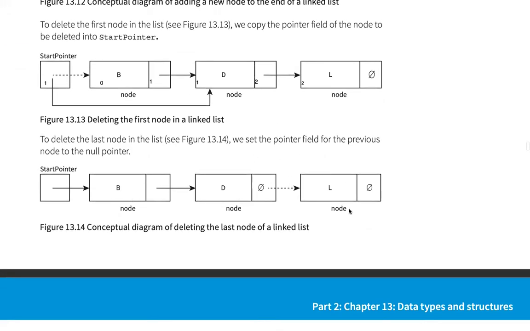Similarly, if you want to delete a node from the end, what we do is go to the second last node and give the pointer value null, telling everybody that there's no node after this node, thereby ignoring this one from my linked list.